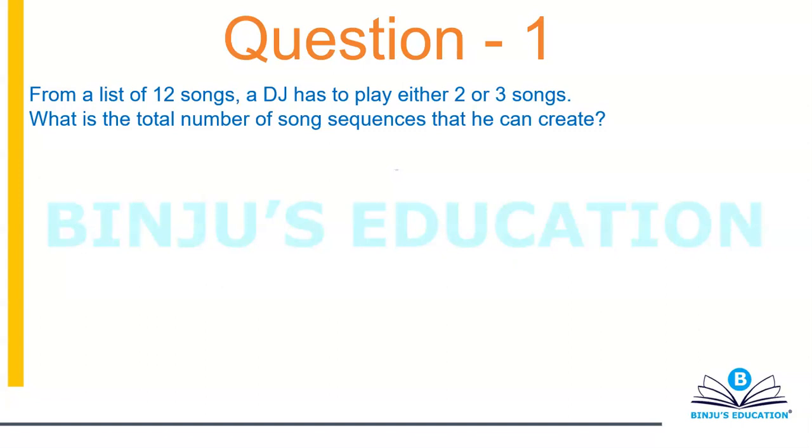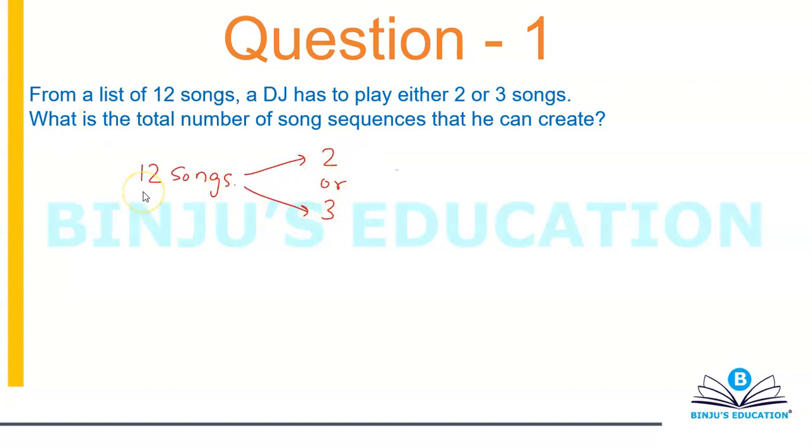Alright, let's see what we can do with this one. From a list of 12 songs, a DJ has to play either 2 or 3 songs. What is the total number of song sequences that he can create? So he has a total of 12 songs, and he needs to have a playlist of 2 songs or 3 songs.